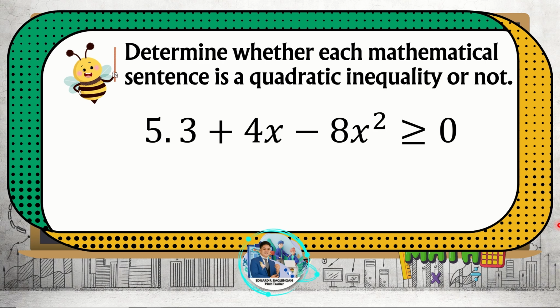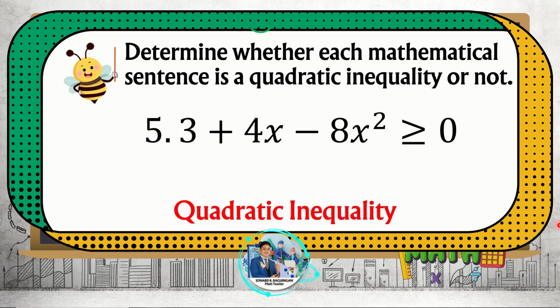Number 5. 3 plus 4x minus 8x squared is greater than or equal to 0. This is a quadratic inequality because the degree is 2 and it uses is greater than or equal to.